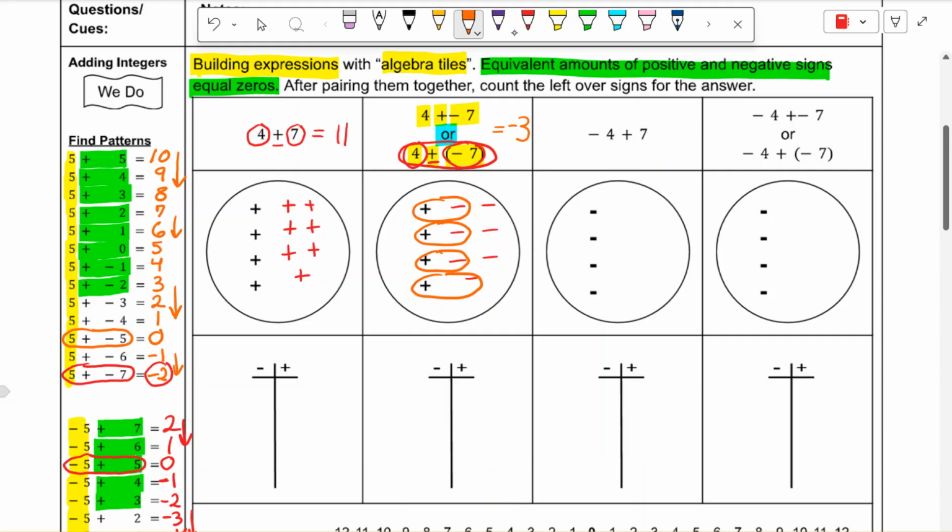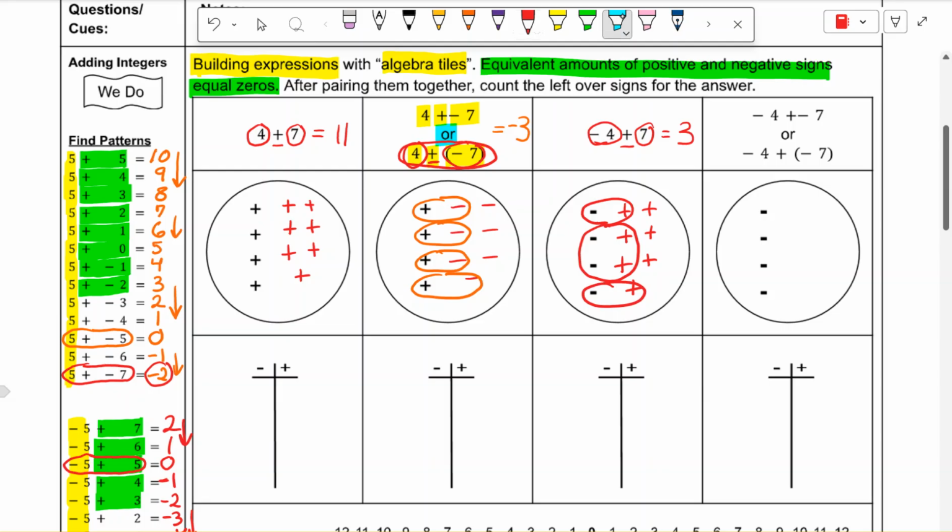All right. The third example, we have 4 negatives, so we're going to populate the circle with 4 negatives. And then we're going to add 7 positives to the circle. 1, 2, 3, 4, 5, 6, and 7. And then we're going to pair them up to find our zeros. We have this one. We can even double them together. And you can see that we have some remainder signs, and those are positives. So this is equal to 3.